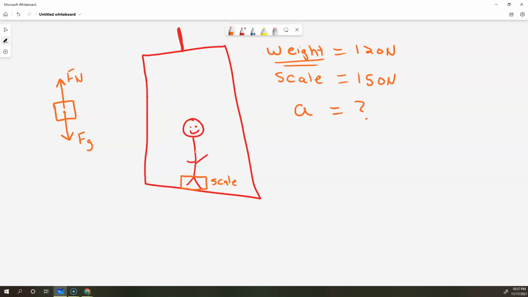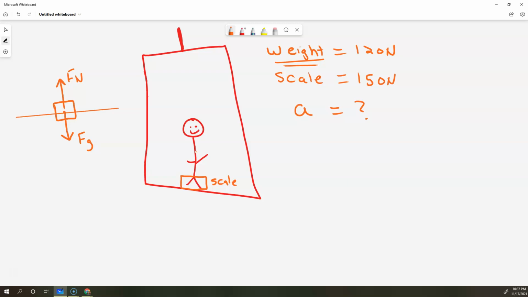Whoa, time out. Because the normal force is always pointed up, right? Wrong. Oh, because the normal force is always opposite gravity, right? Wrong. Normal means perpendicular. So the surface is horizontal and the normal force is perpendicular to the surface.